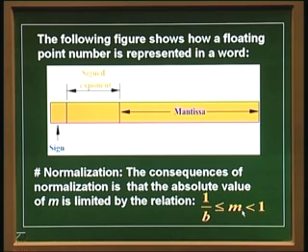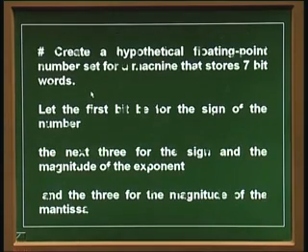This is called a word. And we have the base, the mantissa and the signed exponent. We will see the consequences of this again as we go along. So let us create a hypothetical floating point number set for a machine that stores 7-bit words. Let us assume that it is a 7-bit word.